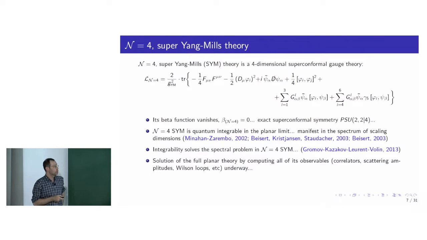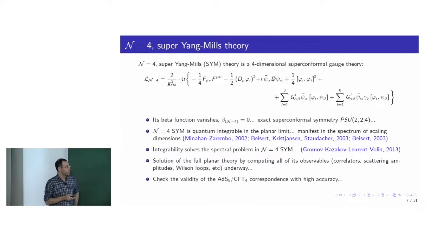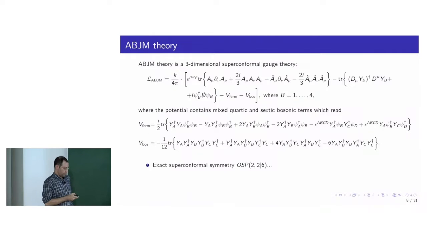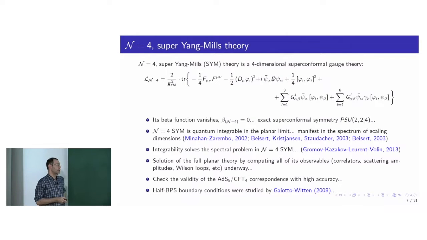And of course, we extrapolate to the whole theory and say that this integrability should be present not only in the spectrum, and the computation of the theory's observables in the planar limit is currently underway. And of course, this also allows us to check the validity of this correspondence in the planar limit. I forgot to say, maybe relevant to this work, half-BPS boundary conditions in this theory were studied by Gaiotto and Witten.